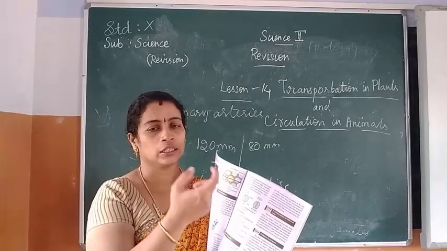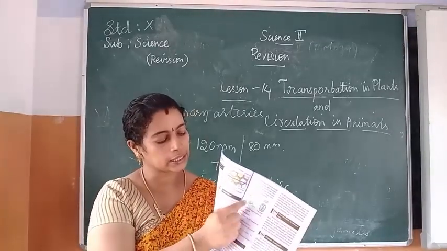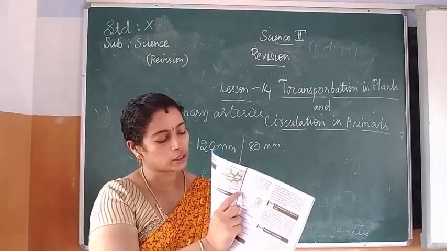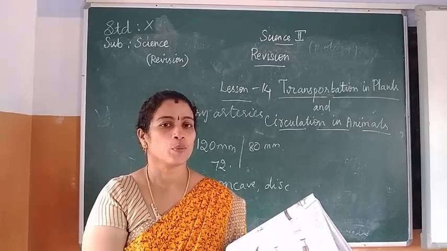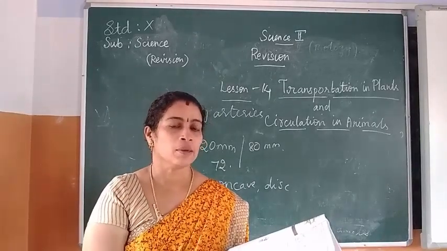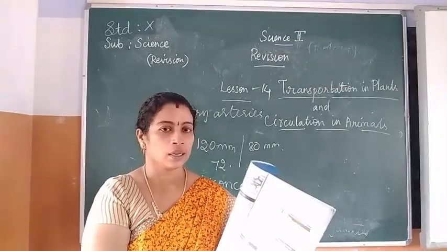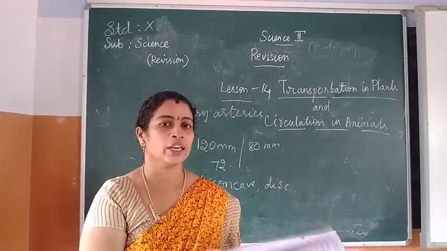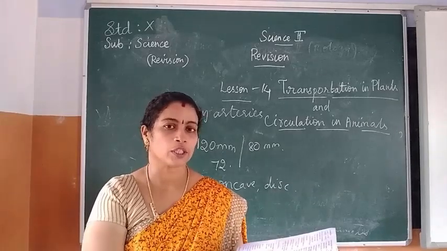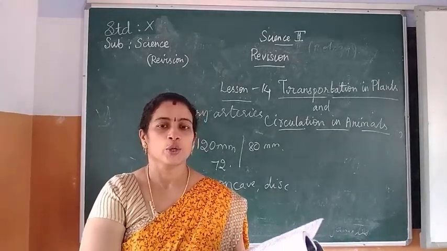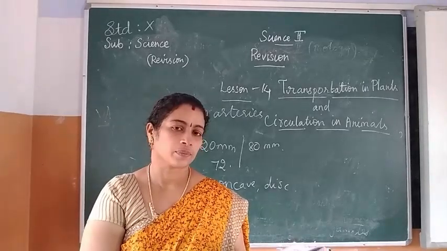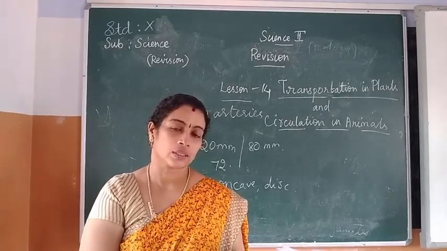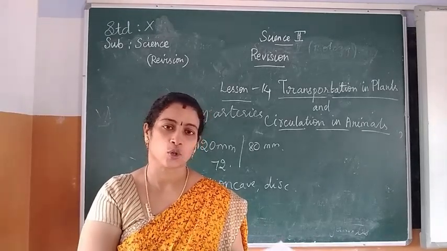After sending the water outside, the guard cells become flaccid, and it causes the closing of stomata. So this is how the opening and closing of stomata takes place. Study the diagram also along with the question. If it is asked separately, you can draw it; mostly it will be asked for 2 mark questions. Draw the structure of stomata and label the parts. Study both, stoma open and stoma closed.